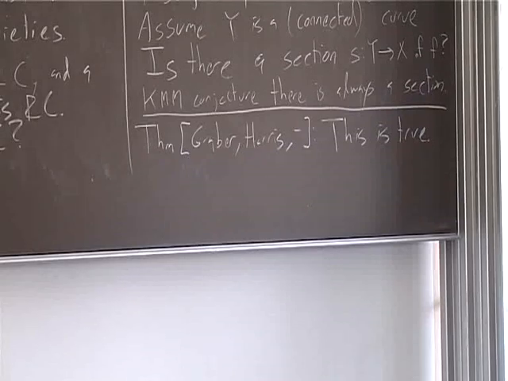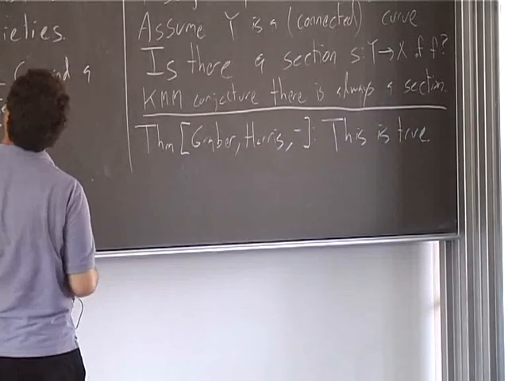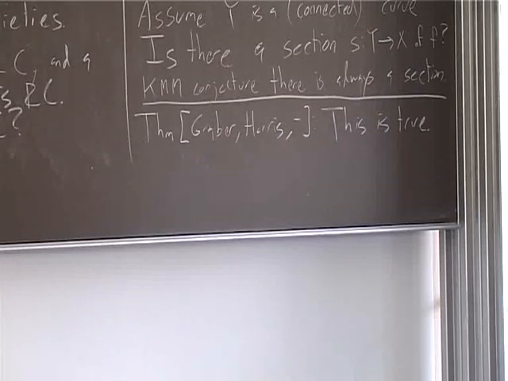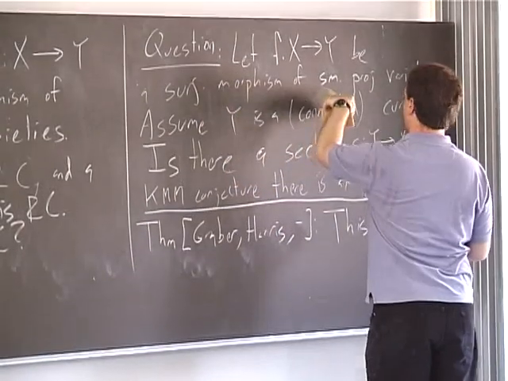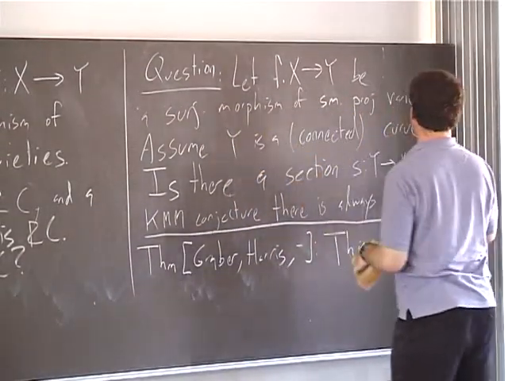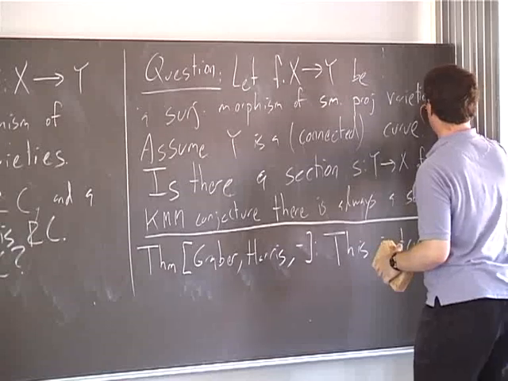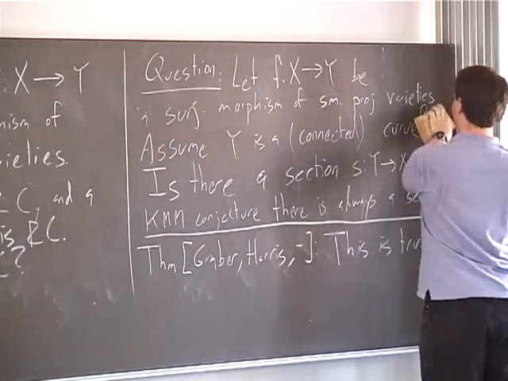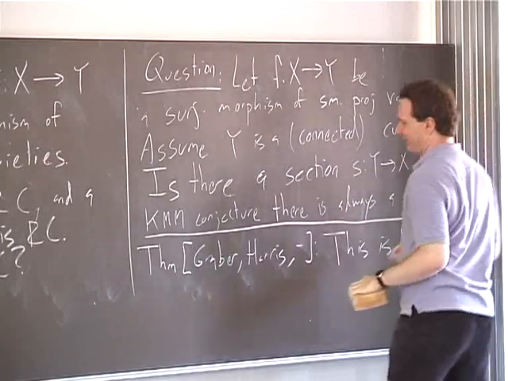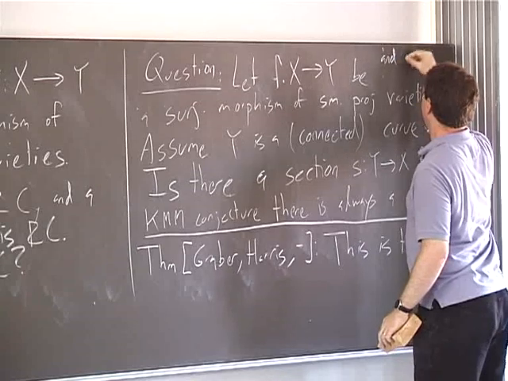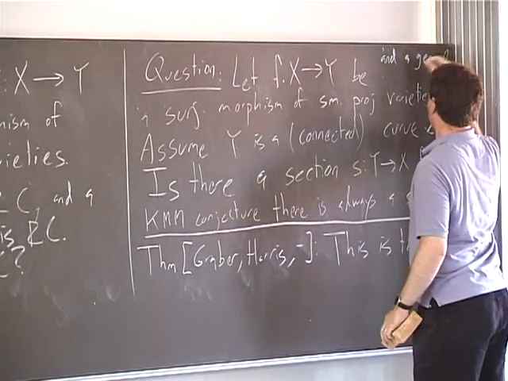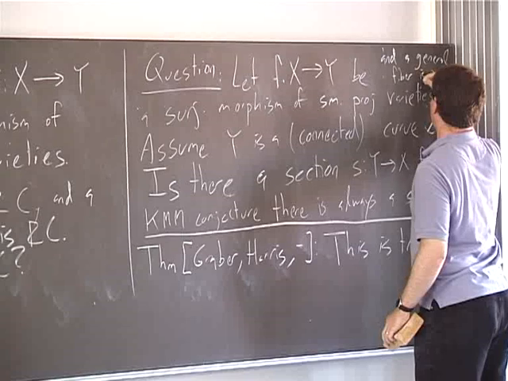Or can I still use one of these boards? Oh, I'm sorry, the general fiber is rationally connected. Let this be a surjective morphism of smooth projective varieties. Assume y is a connected curve and a general fiber. Yes, of course, not every morphism to a curve has a rational section. And assume the general fiber... So the geometric generic fiber is rationally connected.